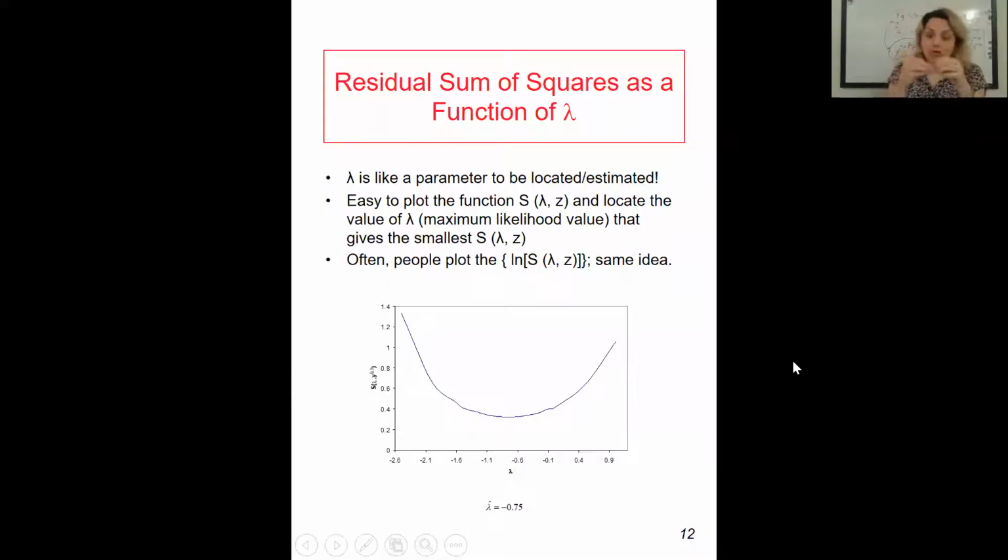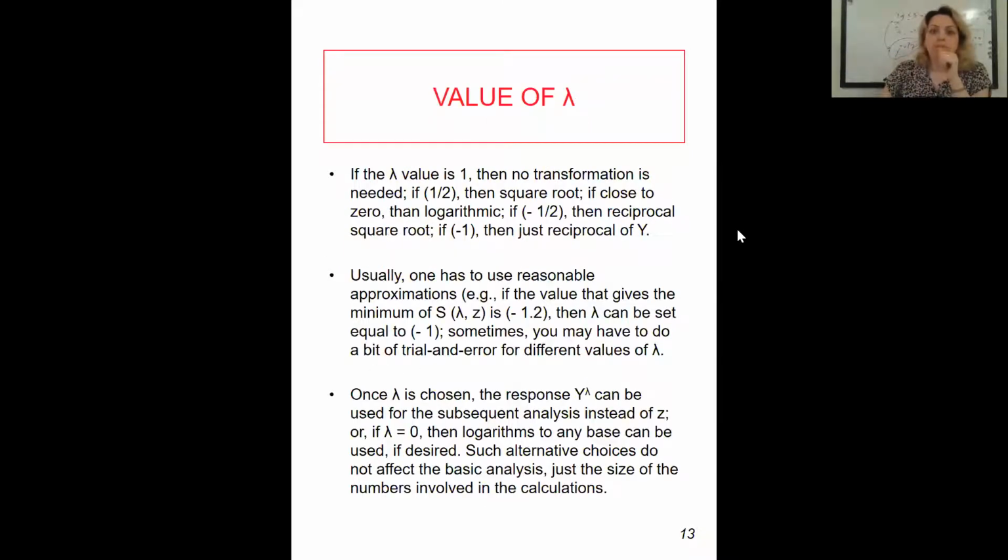To find the value of lambda, we would find the sum of squares. At the end of these lectures, we have the equations for how we can find it. This is the sum of squares of lambda, like the way that we had before, but I'm going to show you the equations. Here, if the lambda value is 1, think about it, it's going to be Y to the power of 1, right? So there is no transformation.